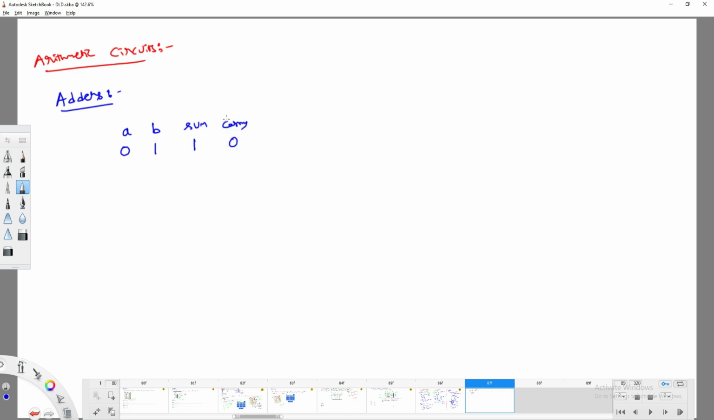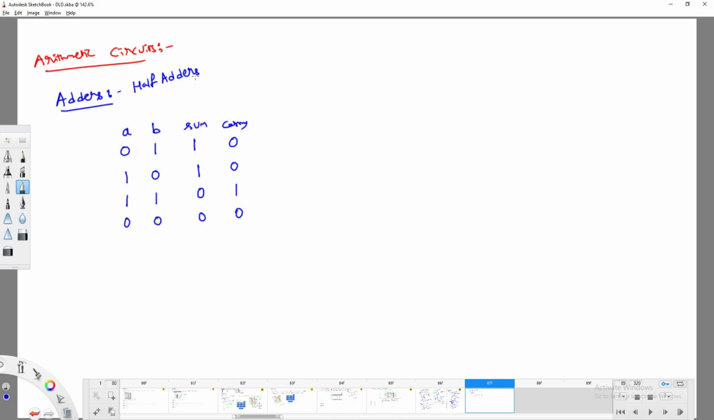Carry is 0. Similarly, when you have the inputs 1 and 0, the sum will be 1 and the carry will be 0. When you have 1 and 1 as input, the sum will be 0 and the carry will be 1, right? I hope you know how to get this. When the inputs are 0 and 0, the sum will be 0 and the carry will also be 0. Okay, so this kind of operation I can call a half adder.